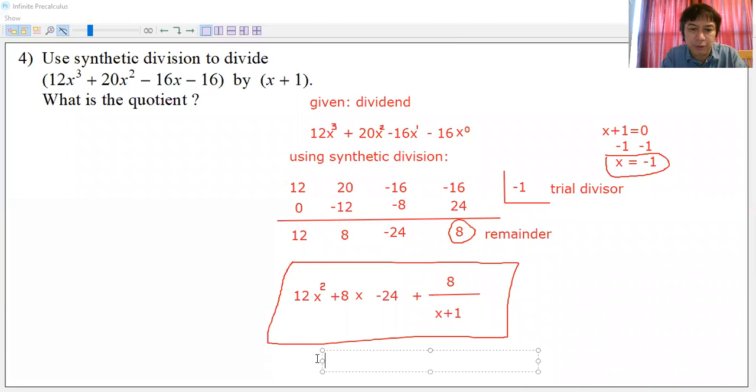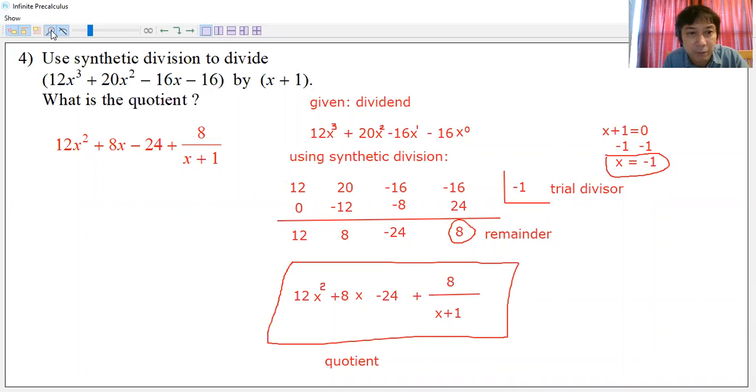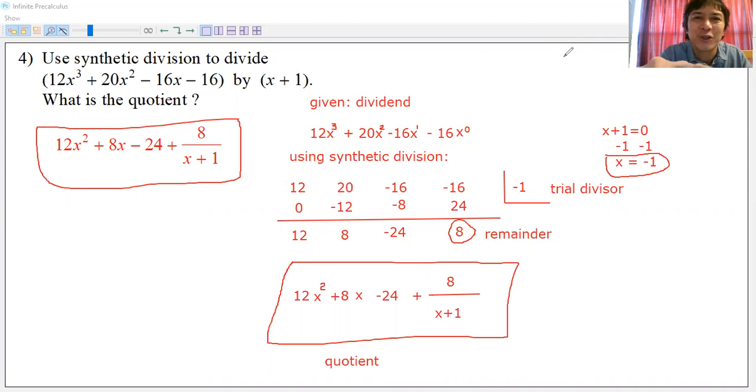So this is our quotient, and we shall try to see the answer from the database of the computer over here. All right, check it out. That's below the question over here. All right, that confirms our answer. 12x squared plus 8x minus 24 plus the fraction 8 over x plus 1. Okay, that's how you write the remainder. Okay, how come we write it that way? All right, I show you why.